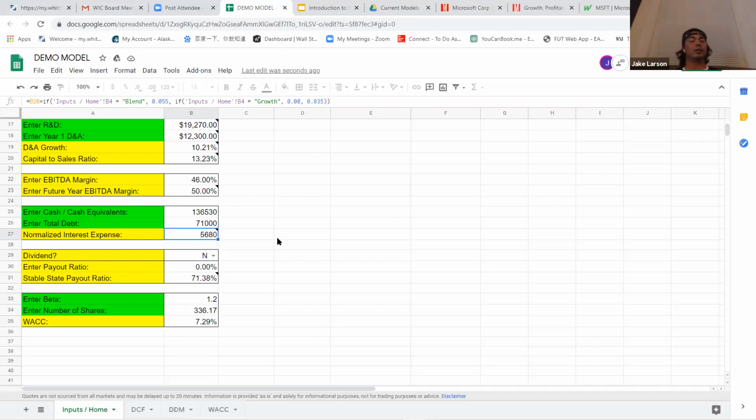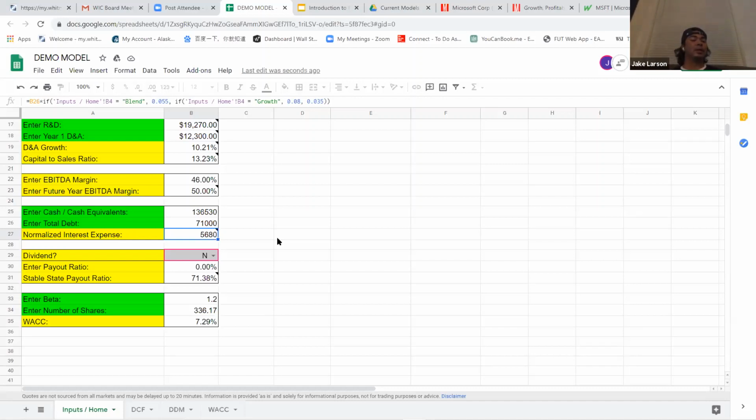Now moving into the dividend. Like we were saying, while we're running a DCF, we're also doing a dividend discount model. If you do want to do a dividend discount model, you would click in and click yes, which is the Y, rather than no, because if you put no, then it's not going to factor in the dividend. So we're going to put yes.